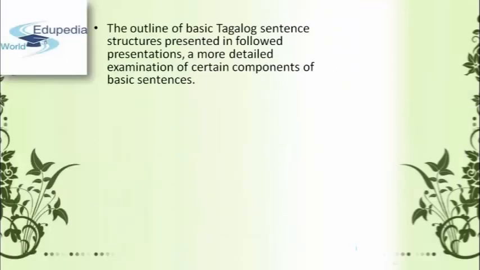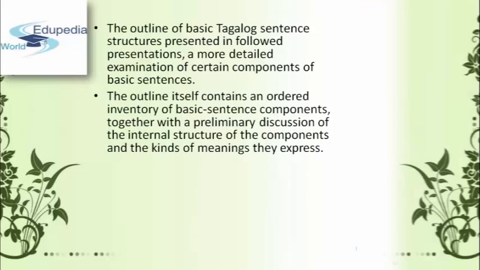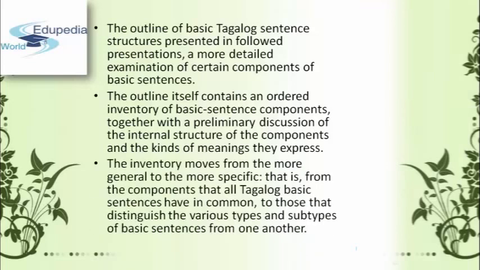The outline of basic Tagalog sentence structures presented in the following presentations is followed by a more detailed examination of certain components of basic sentences. The outline itself contains an ordered inventory of basic sentence components, together with a preliminary discussion of the internal structure of the components and the kinds of meaning they express. The inventory moves from the more general to the more specific, that is, from the components that all Tagalog basic sentences have in common to those that distinguish the various types and subtypes of basic sentences from one another.